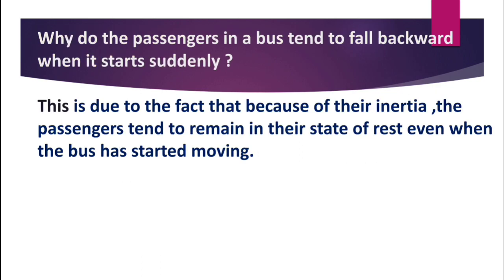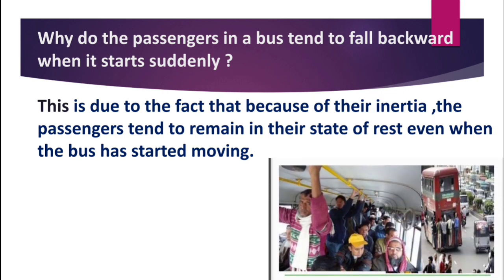Why do passengers in a bus tend to fall backward when it starts suddenly? The answer is, this is due to the fact that because of their inertia, the passengers tend to remain in their state of rest even when the bus has started moving. Similarly, there are many examples of Newton's first law of motion.